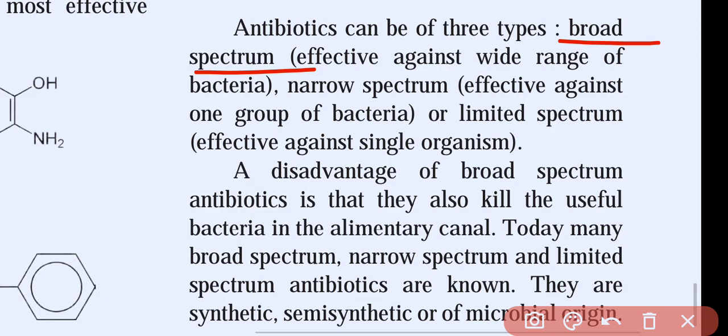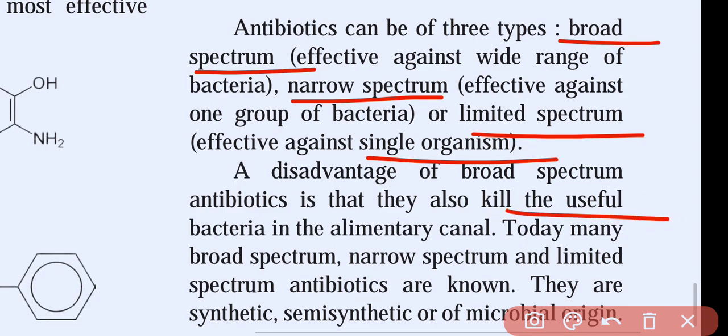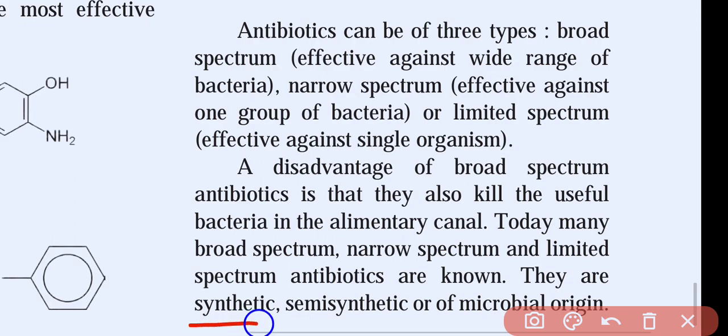Antibiotics can be of three types. Broad spectrum antibiotics are effective against gram positive and gram negative bacteria. The second one is narrow spectrum antibiotic, which is effective against only one type of bacteria. And the last one is limited spectrum antibiotic, which is effective against single organisms. Now see the disadvantage of broad spectrum antibiotics: they also kill the useful bacteria in the alimentary canal. Antibiotics may be of synthetic, semi-synthetic or microbial origin.